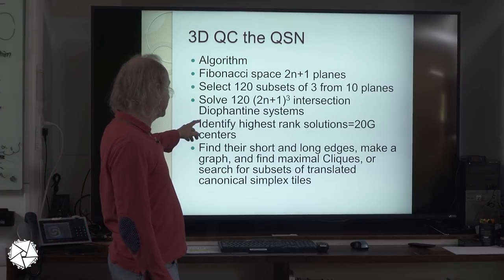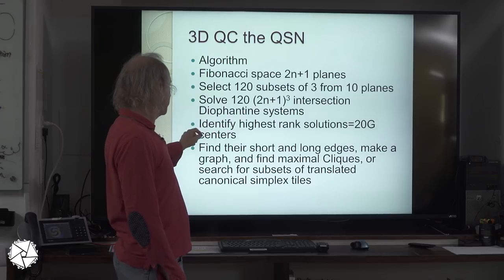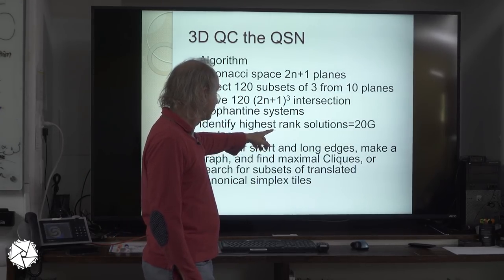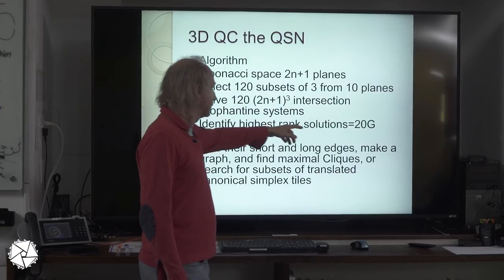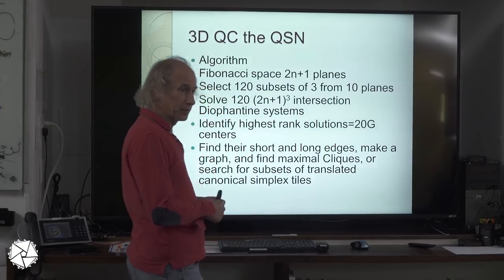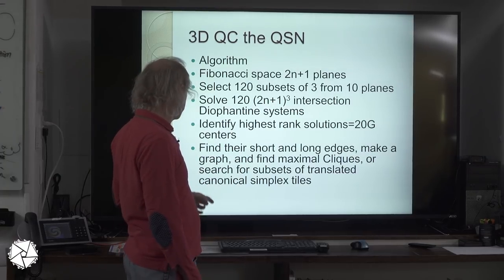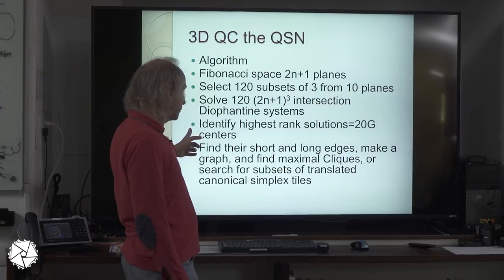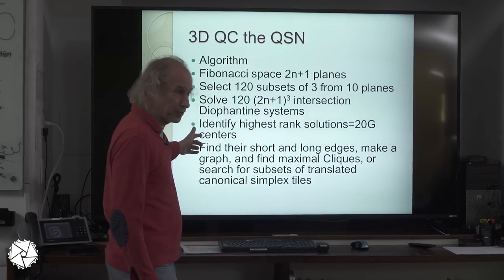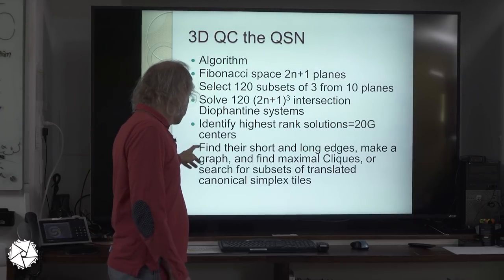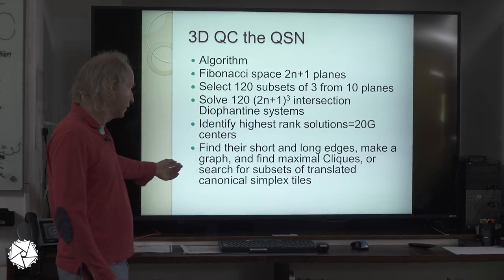And then, from all these solutions, I identify the one which has the highest rank. And automatically, there's 20 group centers, because they have more symmetry than all the others. So I can have a list of 20 group centers without having to compute the edge, for example. So this is very fast and efficient. And then I have the choice between two algorithms.